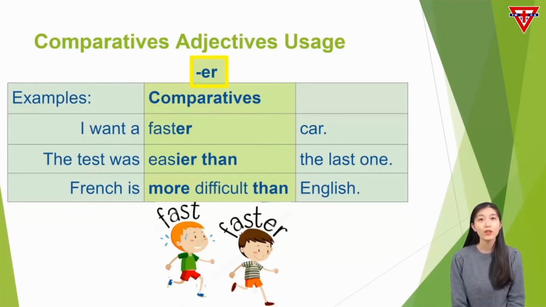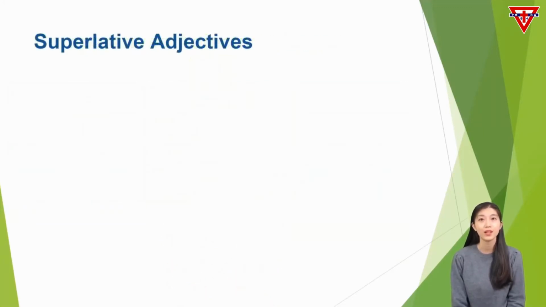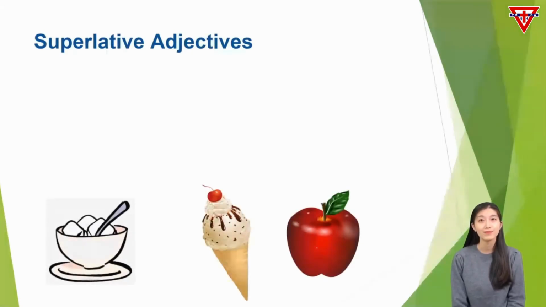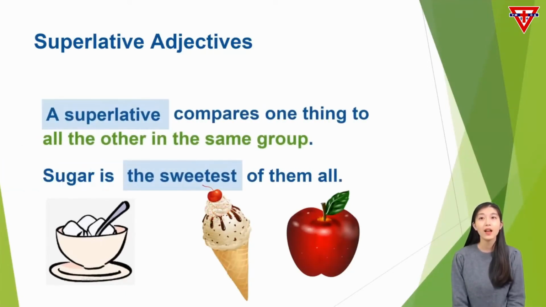Now we'll move on to learn about superlative adjectives. You now see an ice cream, an apple, and some sugar. Now, let's say we want to compare the sugar with the other sweet food. We'll say sugar is the sweetest of them all.